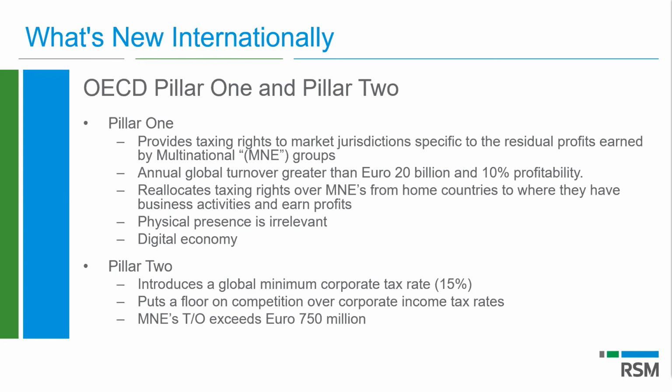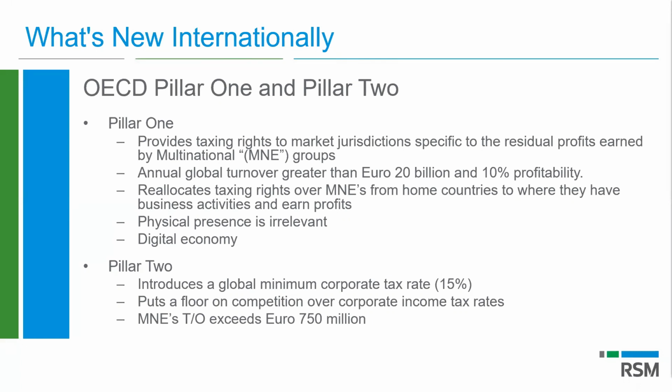The second aspect, which is maybe a little bit more of application when we start looking at it from a general perspective, is the introduction of what is referred to as a global minimum corporate tax rate, which is at this point proposed at being at 15%. So what this effectively does is it starts to put a floor on competition over corporate income tax rates, where you have countries reducing corporate income tax rates in order to try and attract investment. And again, the intention is that this will apply to MNEs with turnover in excess of euro 750 million. But keep in mind, they're referring to groups. So, you might be a smaller subsidiary, but potentially this could apply.